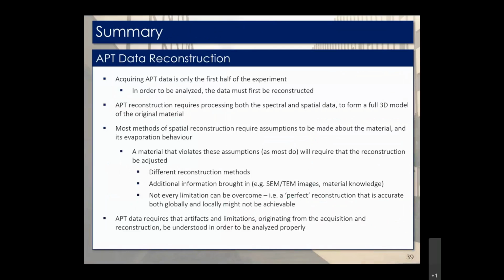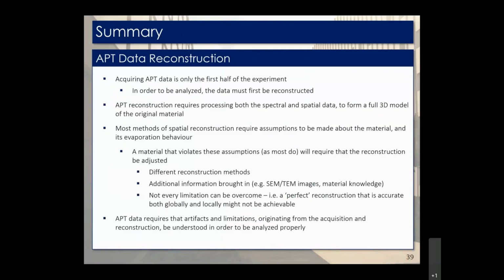So just to summarize a little bit about what we looked at today on reconstruction, just keeping in mind that basically acquiring the APT data is only the first half of the experiment. In order to be analyzed, the data has to first be reconstructed. Now, reconstruction requires processing both the spectral and spatial data to form that full 3D model of the original material with all of the elements identified.